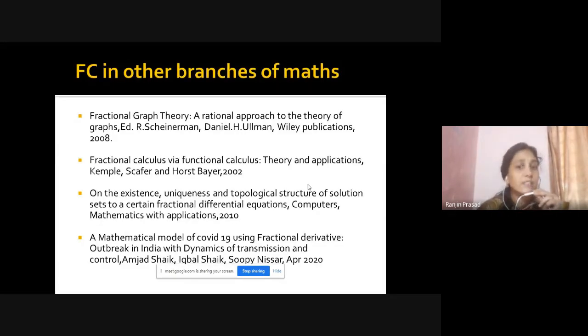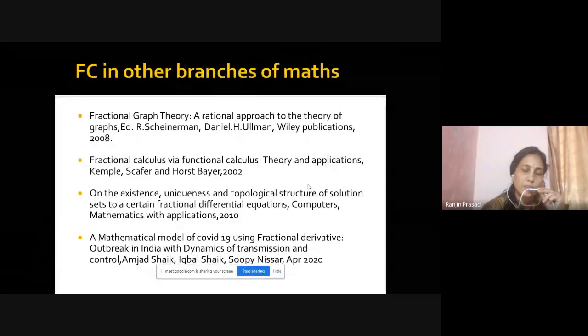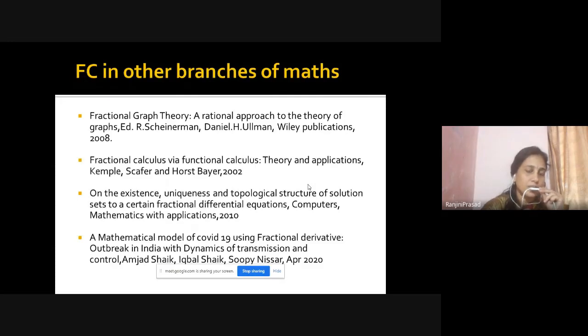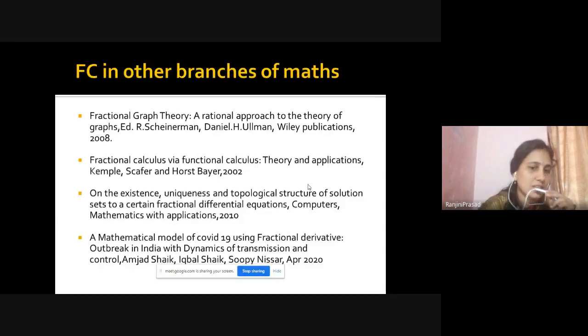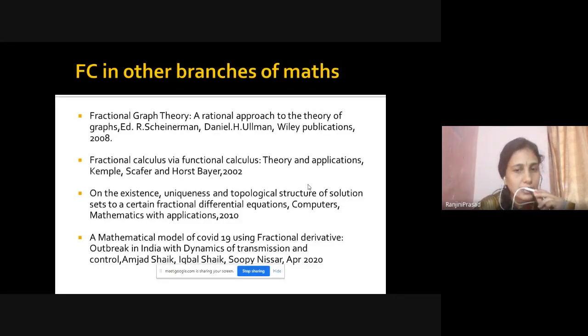Then COVID-19. See, in a recent paper from April 2020, they developed a mathematical model of COVID-19. You know the SIR model, right? Susceptible, infected, then removed. That model we can develop by fractional calculus. The SIR model is also available with fractional derivative. So here they have developed a mathematical model of COVID-19. There are so many papers in April, June. The papers are coming out. So research is going on in fractional derivatives. In cancer, it is all available. Biochemical also, it is available. So these are the other fields where we can apply fractional calculus.